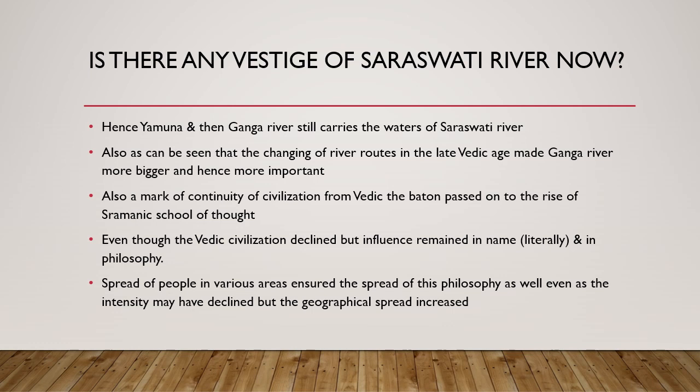Spread of people because of mass migrations to other parts of the world and inside the country as well, meant that even though the intensity of Vedic thought declined in that region from where it was born, its geographical spread widened, ensuring that all corners of the country knew about Vedic school of thought and eventually started following it in some form or the other in their lives.